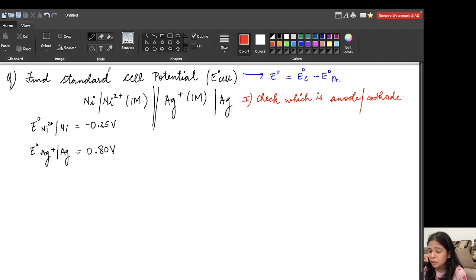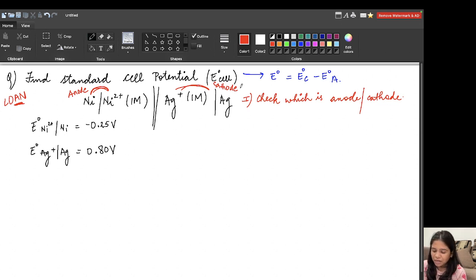Like the same trick I told you, right? Whenever the oxidation is happening, on the left side, you remember, left side oxidation is happening, that's your anode, right? So this thing will be your anode and this thing will be your cathode, correct? This is the first thing which you need to notice, which is anode, which is cathode. Whenever the oxidation is happening, that side is your anode and the rest of the side is your cathode.